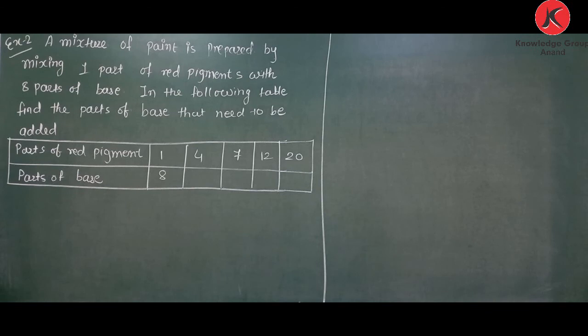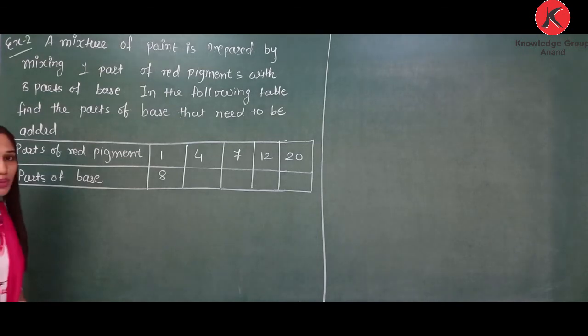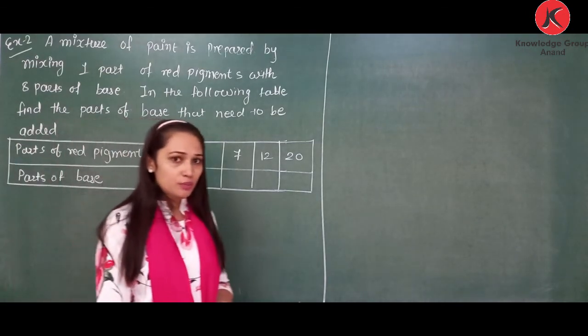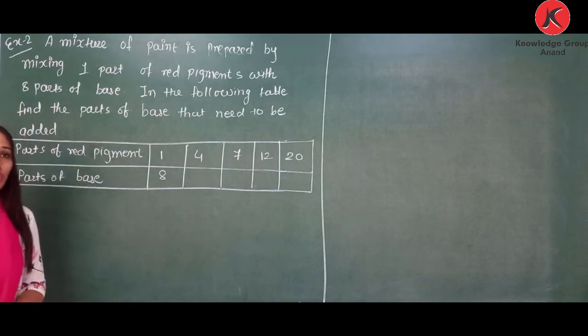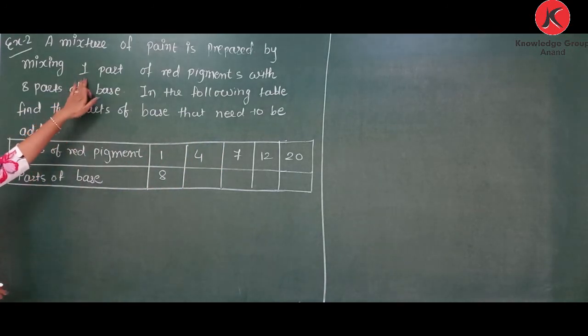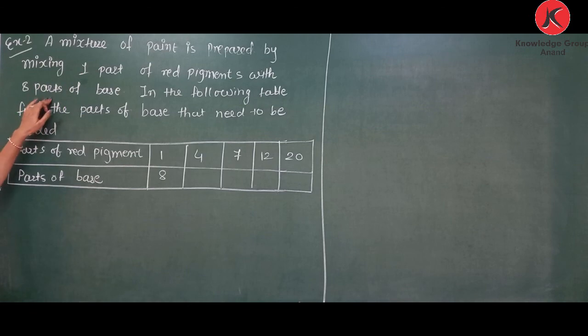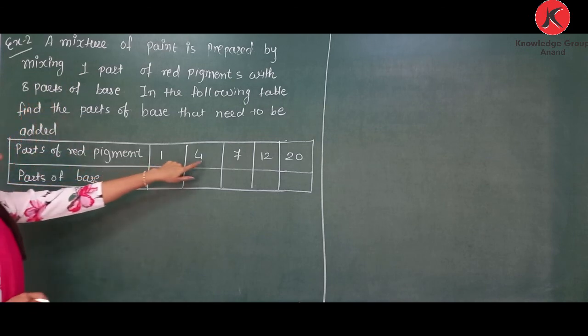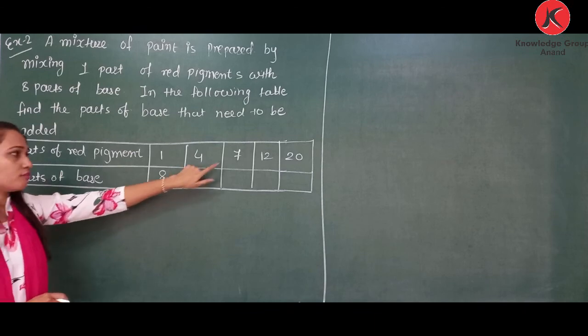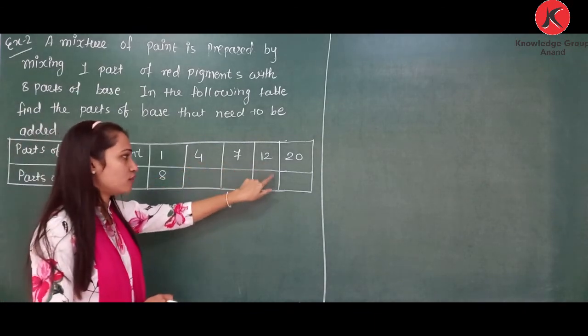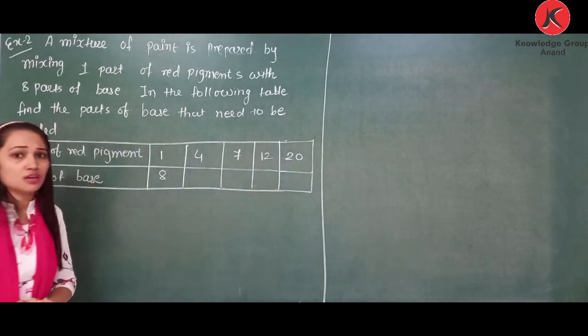Now example 2. A mixture of paint is prepared by mixing 1 part of red pigment with 8 parts of base. In the following table, find the parts of base that need to be added. Here, paint is prepared by mixing red pigment and base. When the part of red pigment is 1, the base is 8 parts. We need to find, when the red pigment is 4 parts, what is the base? When it is 7, what is the base? When it is 12, what will be the base? And when it is 20, what will be the base?